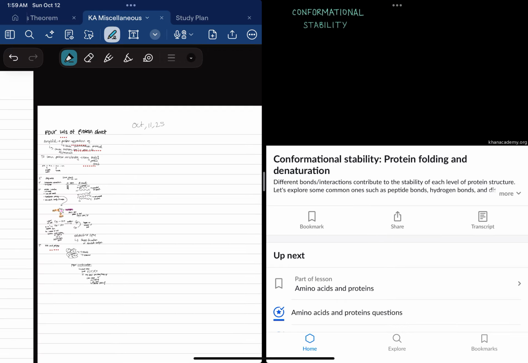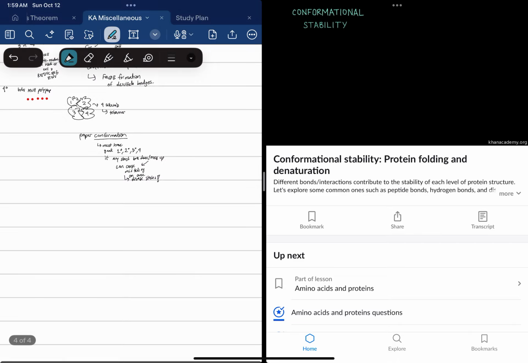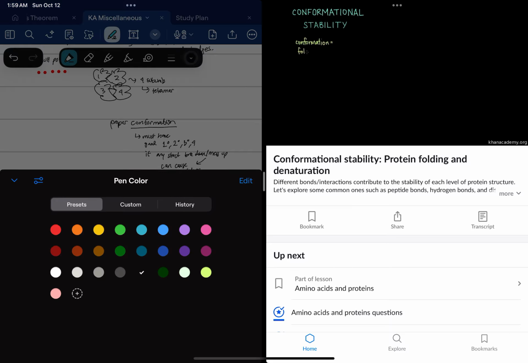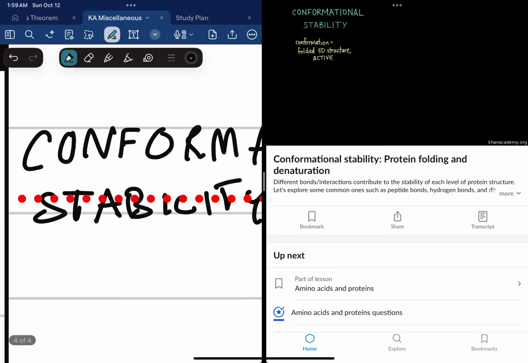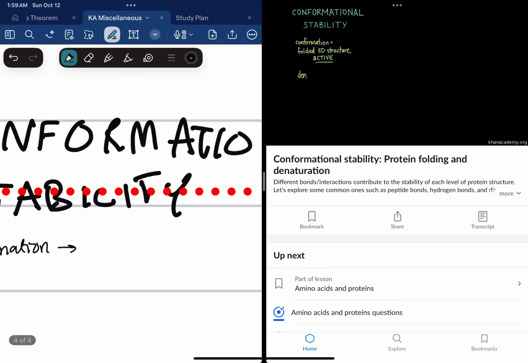Let's talk about conformational stability and how this relates to protein folding and denaturation. So first, let's review a couple of terms just to make sure we're all on the same page. And first, we'll start out with the term conformation. And the term conformation just refers to a protein's folded 3D structure, or in other words, the active form of a protein. And next we can review what the term denatured means when you're talking about proteins.